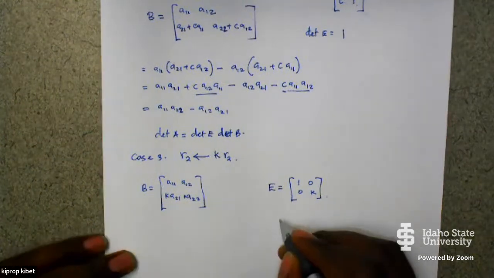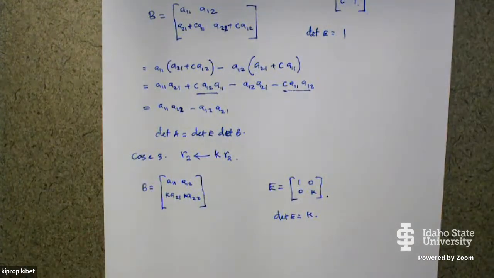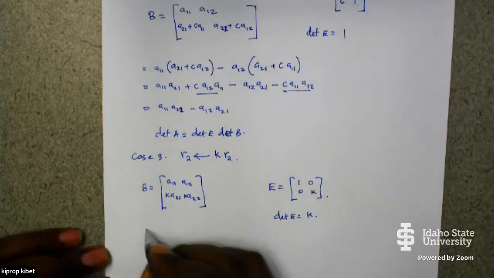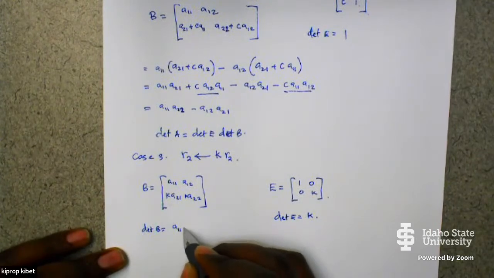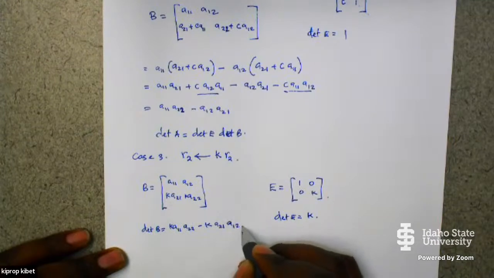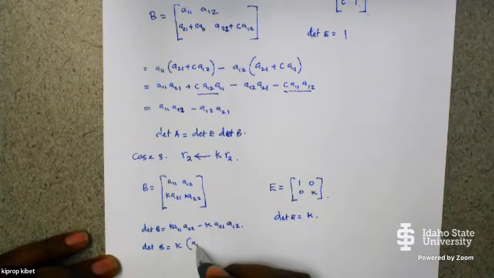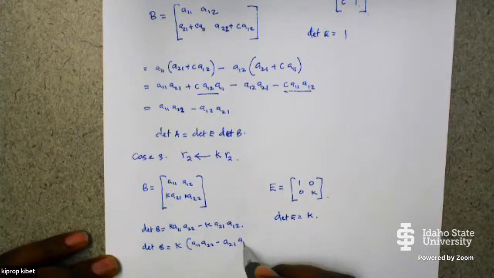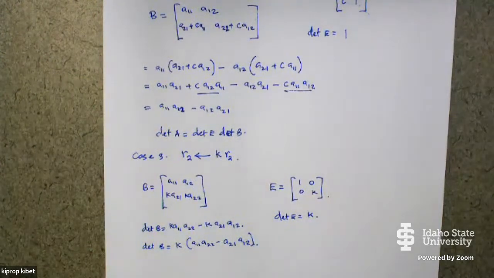So our determinant of E here is equal to K. Determinant of E is equal to K. Determinant of B is equal to A11 multiplied by K A22 minus K A21 A12. So the determinant of B is the same as you can factor out K: K times A11 A22 minus A21 A12.